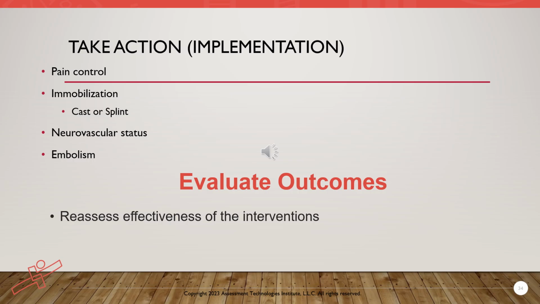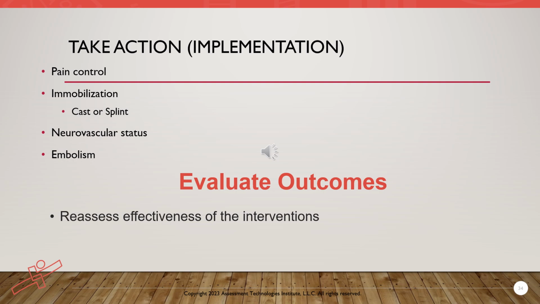Alignment and immobilization desired outcomes would be that the bone and limb alignment is preserved, traction or immobilization device functions properly. Questions: are traction weights hanging freely? Has the patient remained in proper alignment? Is the cast or splint intact and not causing pressure points?